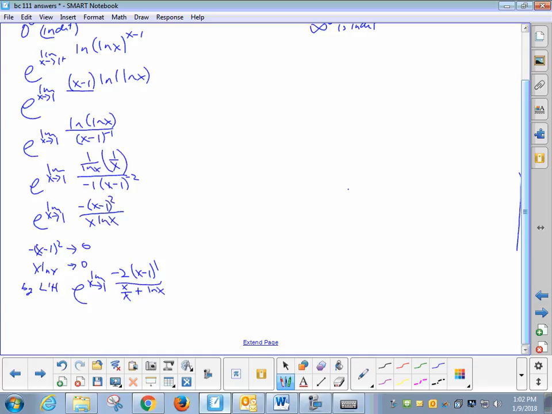Okay, so let's see where we're at now. At 1, where's the top go to? 0. Where's the bottom go to? 1. We're golden. Okay, so it's e to the 0 over 1, which is where we're getting an answer of 1. Okay? Questions about 2?